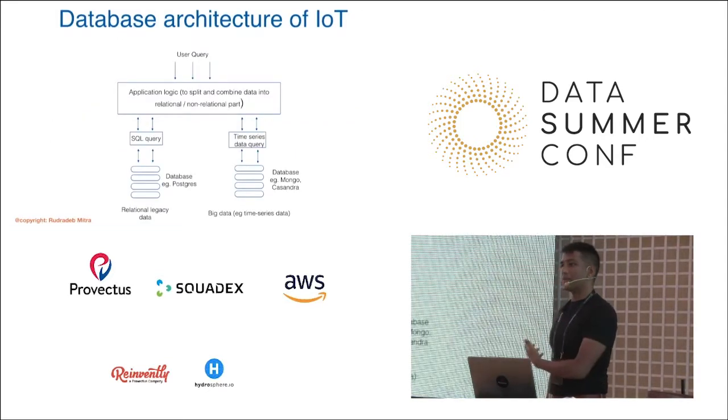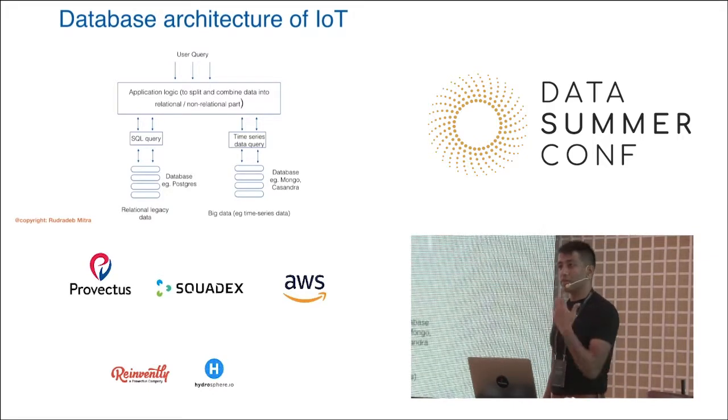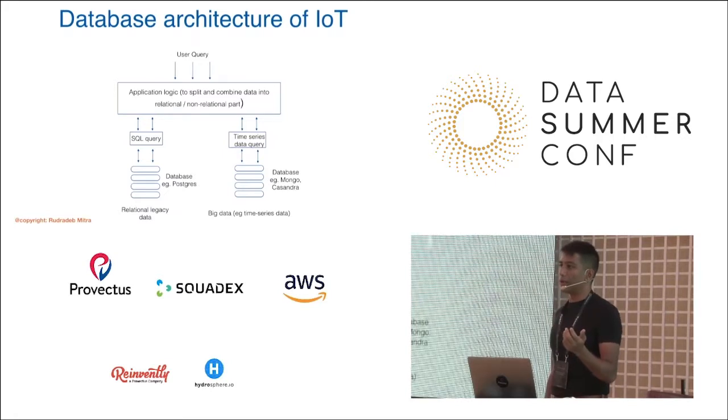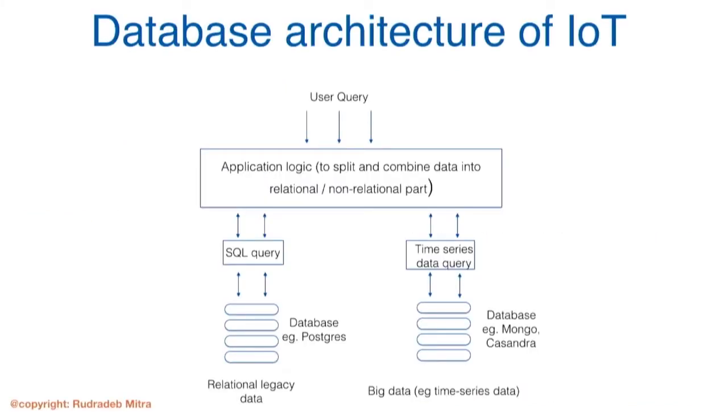So the architecture ends up being something like this, where on one side you have a database doing the standard SQL query. And on the other side you have the big data, the Mongo or Cassandra kind of database, and you're doing a time series query. And then you have to merge these two. Now that's expensive, because you have to write a piece of code that merges these two data. And then you are doing a user query on that application layer. So that's a cost that a lot of startups, when they started building or using IoT, didn't think about.